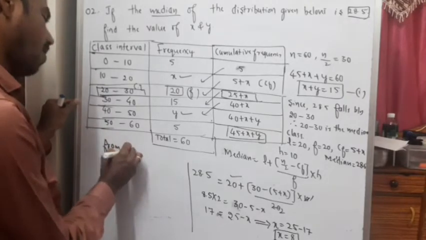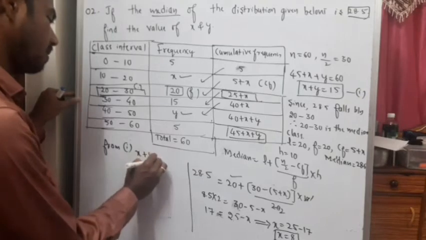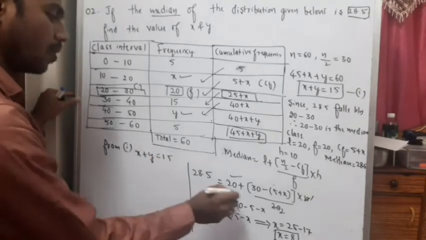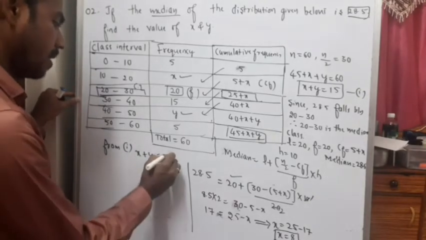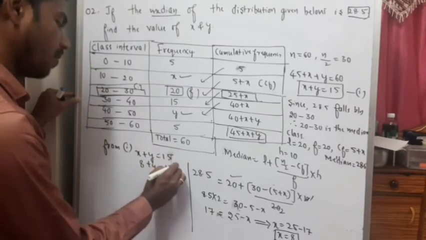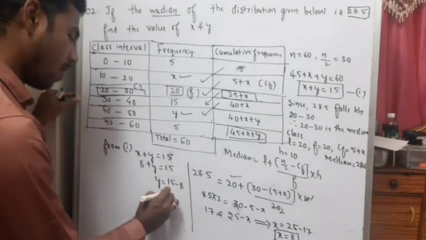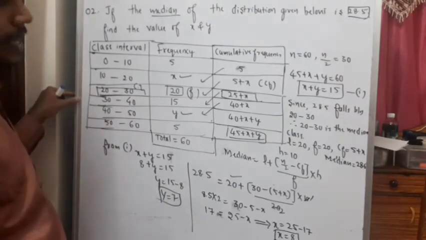From 1 what we have, x plus y is equal to 15. Already we know the value of x, that is 8. So 8 plus y is equal to 15, or else y is equal to 15 minus 8, or else y is equal to 7. So we found the value of x and y.